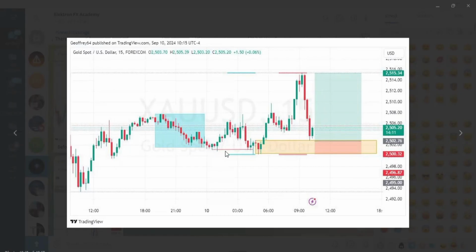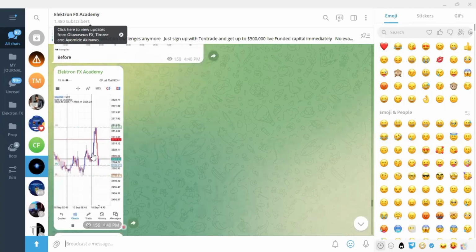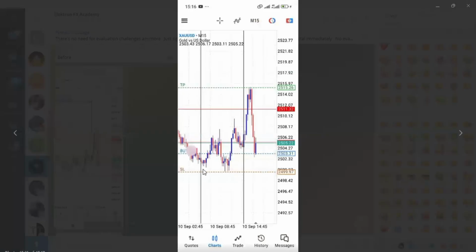You can see how everything was properly lined up, right? And then you can see the part where I executed on my MetaTrader 5. I use MT5 to trade. You can see my MT5, you can see where I entered. I took a screenshot when I entered, and you can see my take profit and my stop loss.